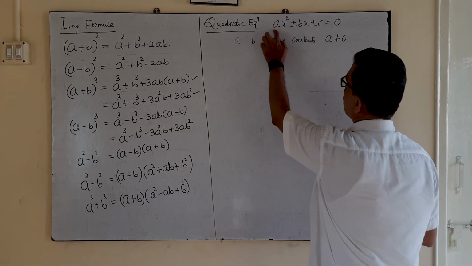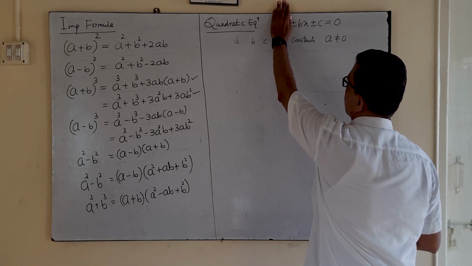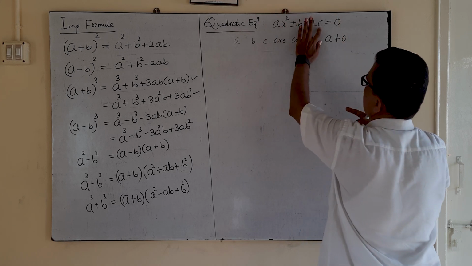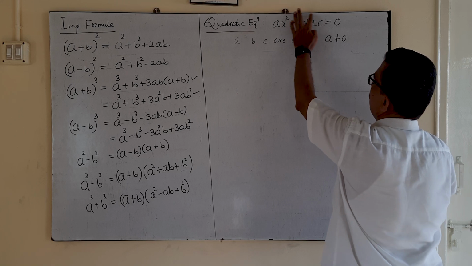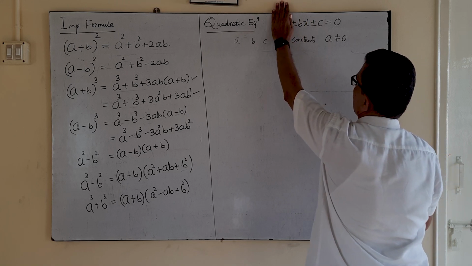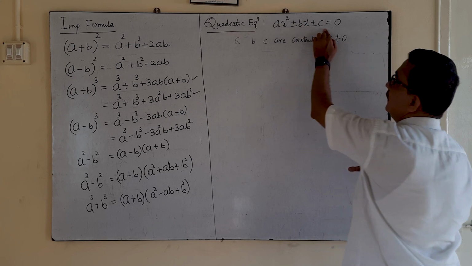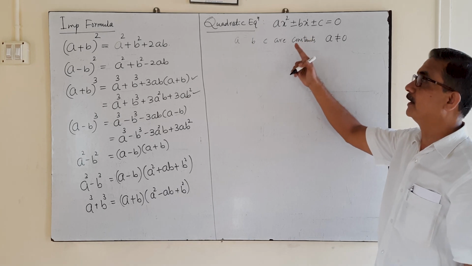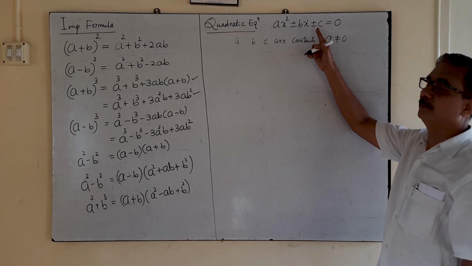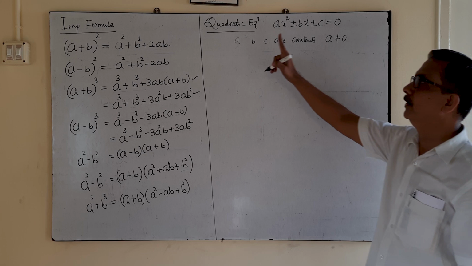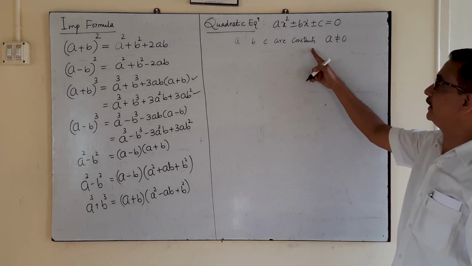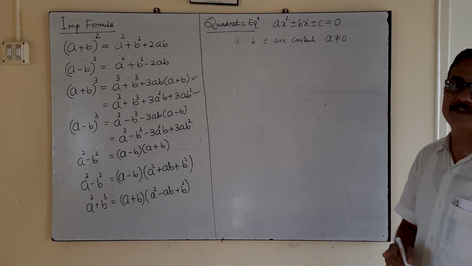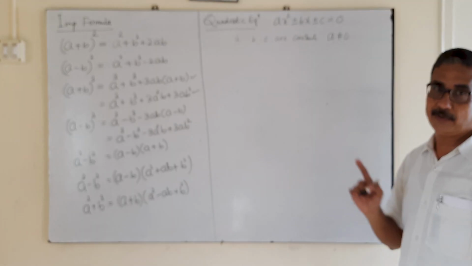If the a value is 0, what happens? The first term becomes 0, so only two terms remain, bx plus or minus c, with x to the power 1. So then it is not quadratic, it is a linear equation. Remember, an equation like ax square plus or minus bx plus or minus c is equal to 0, where a, b, c are constants and a is not equal to 0, is known as a quadratic equation.